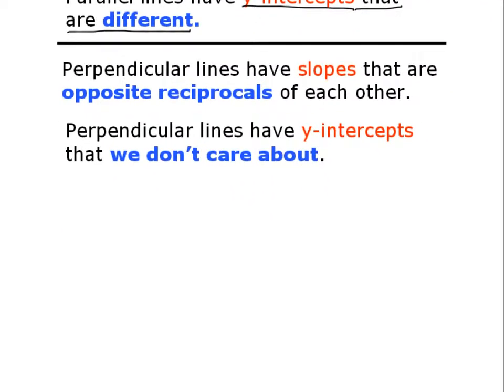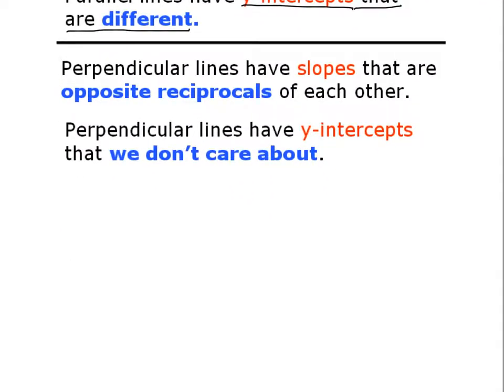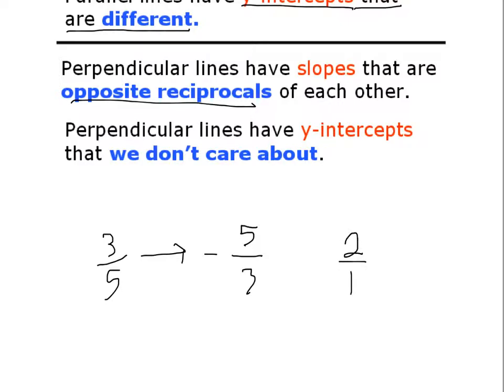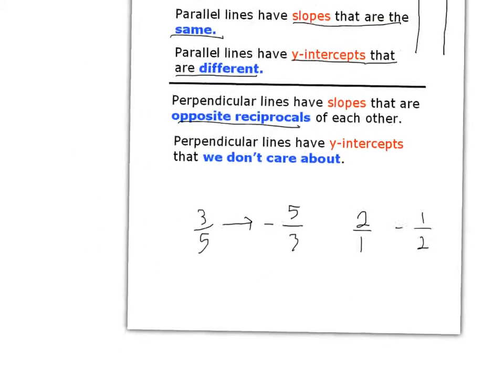The second type of lines you need to know about today are perpendicular lines, and they have slopes that are opposite reciprocals of each other. Just so you know what an opposite reciprocal is, let's say we had the slope 3/5. Opposite reciprocal means we flip it over, its reciprocal, and change the sign. So 3/5 becomes -5/3. Or if you had the slope of 2/1, you'd flip that over and change the sign. That is opposite reciprocals.